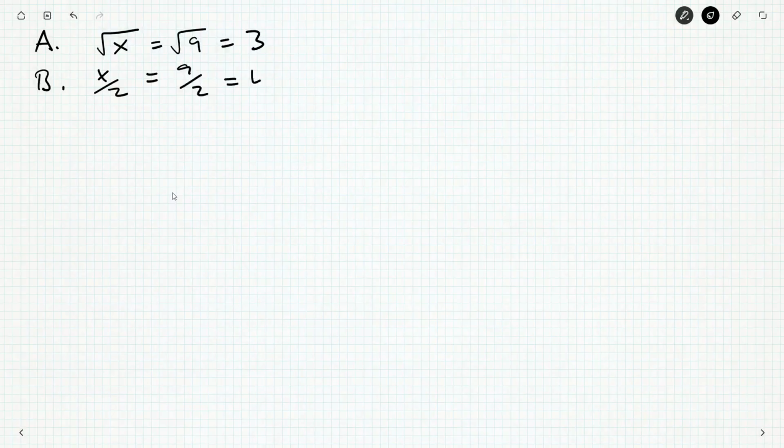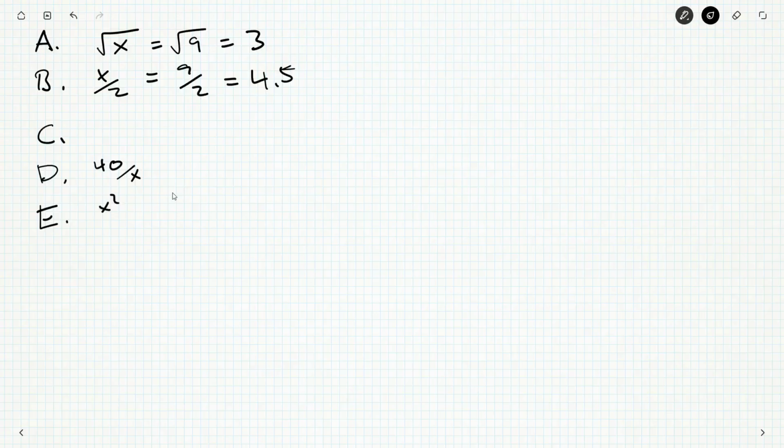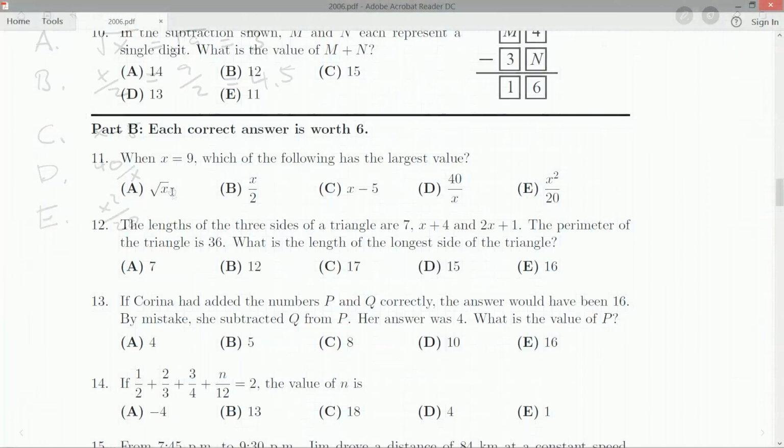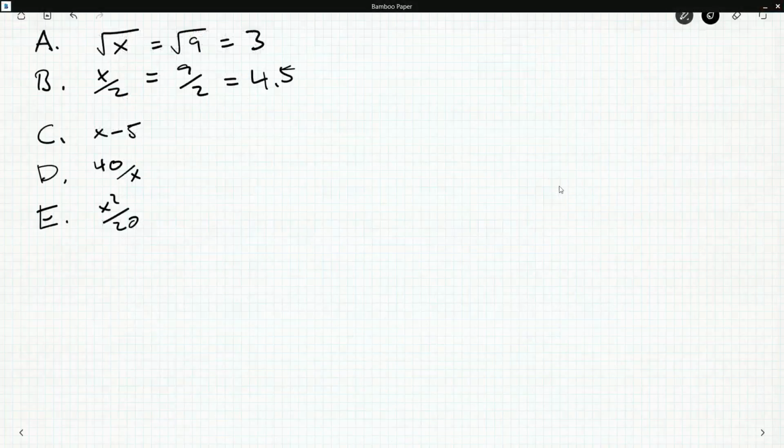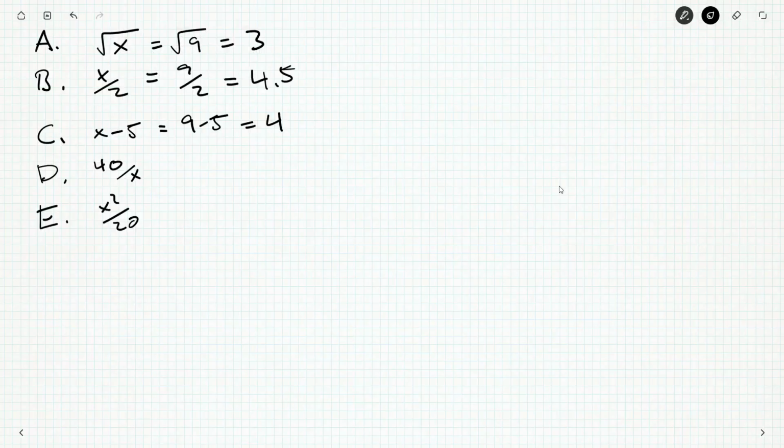So 9 over 2, you can either grab your calculator, or this one's not particularly hard to work out in terms of decimal. It's 4.5. You divide an odd integer by 2, you just put a 0.5 there, knock down the integer by 1, you'll get 8. 8 over 2 is 4. Okay, I know we've got 40 over x here, and x squared over 20, and this was x minus 5. Let's just double check. So x minus 5, that's 9 minus 5, that's going to be 4. So far b is leading as our answer.